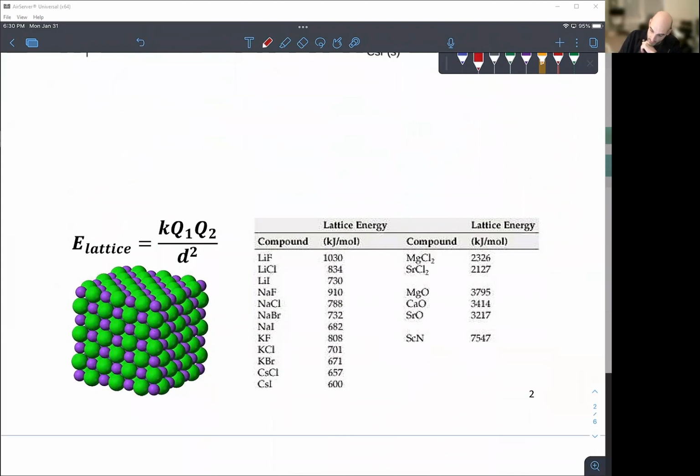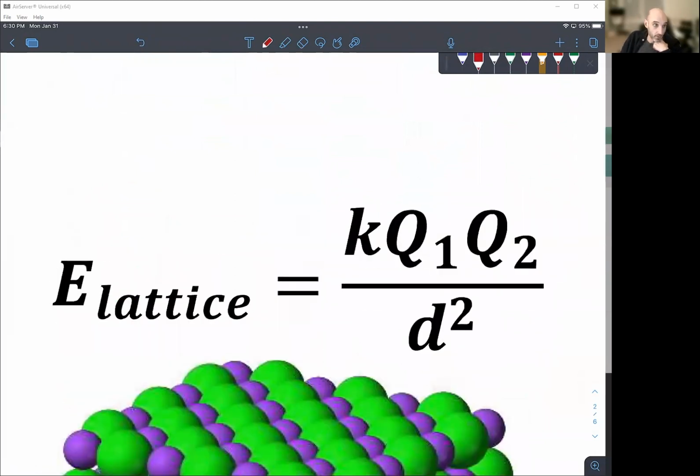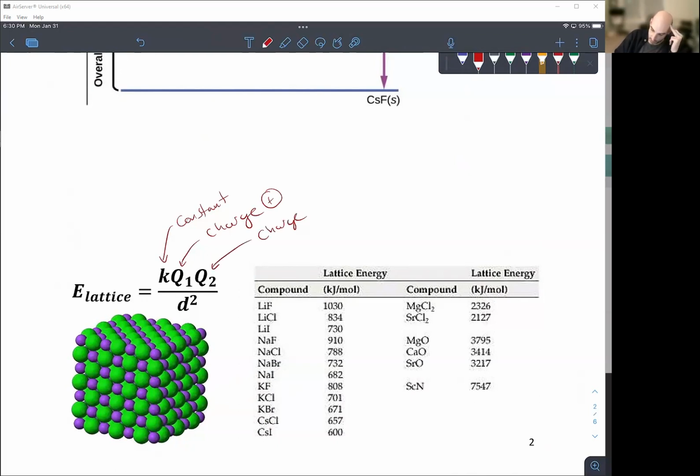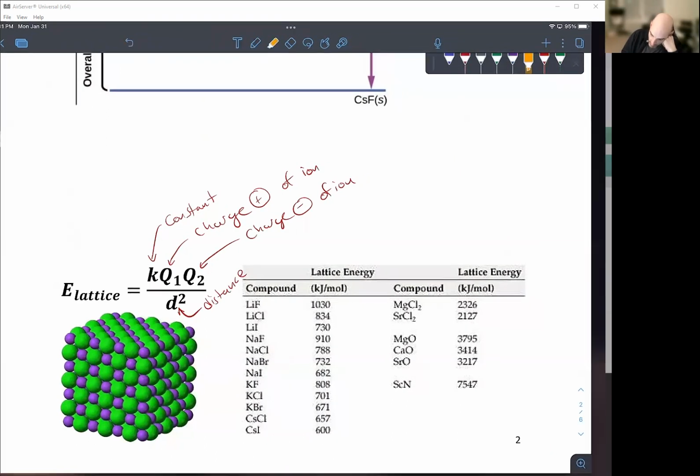And this is the equation for the delta H of lattice. Okay, so K is a constant. Q1 is the charge of the positive ion. It doesn't matter, you can do plus or minus. And the other one is your Q2. So you could interchange those, one charge and then the second charge. And this is the charge of the ion. So those should be whole numbers, at least in this class. And then the D is the distance between the two. And this is the energy of a lattice.